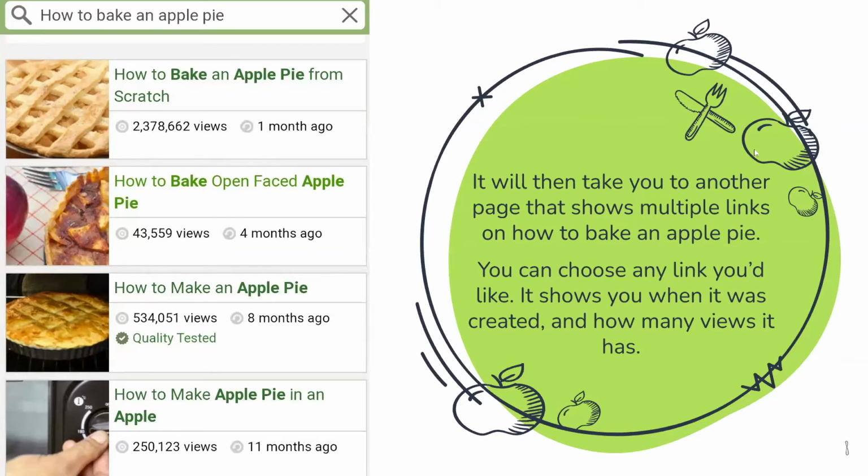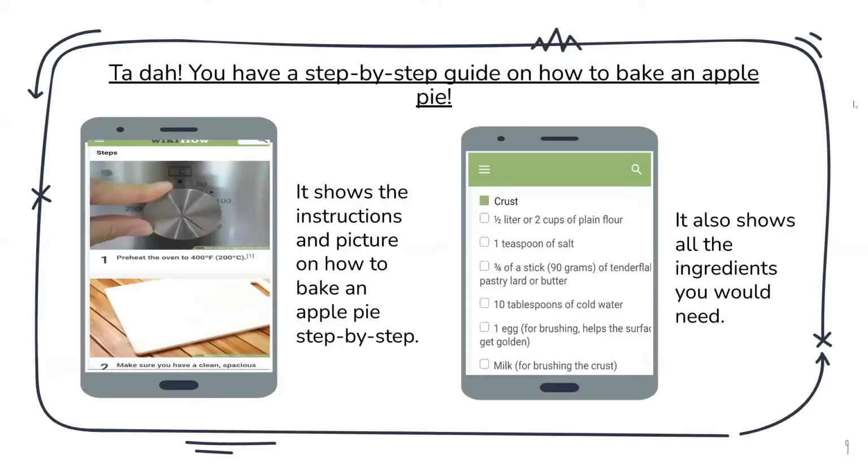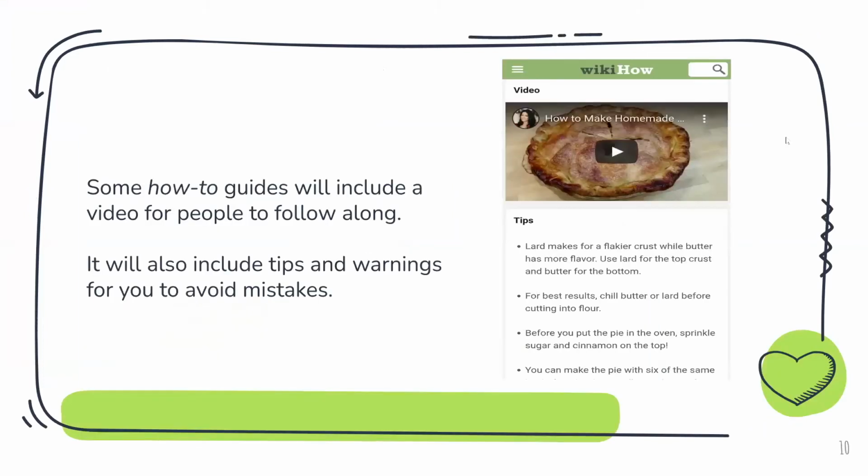You can choose any link you'd like. It shows you when it was created and how many views it has. You have a step-by-step guide on how to bake an apple pie. It shows the instructions and pictures on how to bake an apple pie step by step. It also shows all the ingredients you would need. Some how-to guides will include a video for people to follow along. It will also include tips and warnings for you to avoid mistakes.